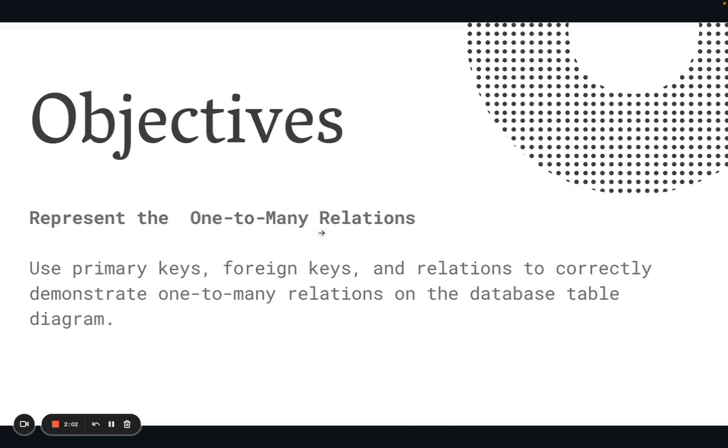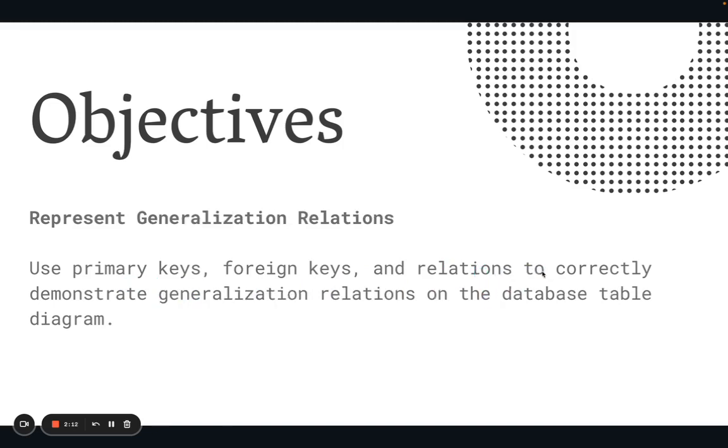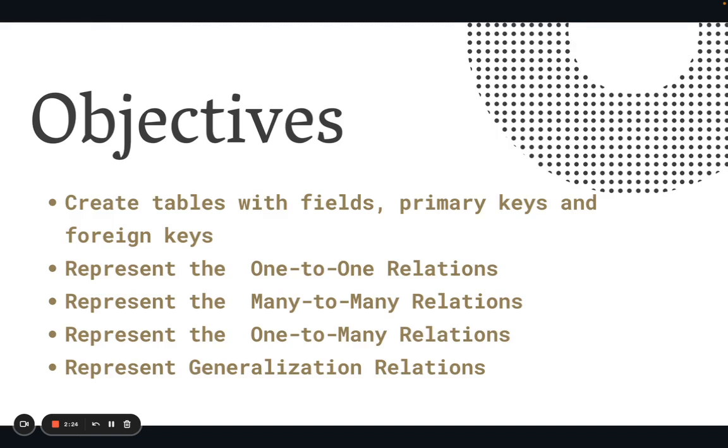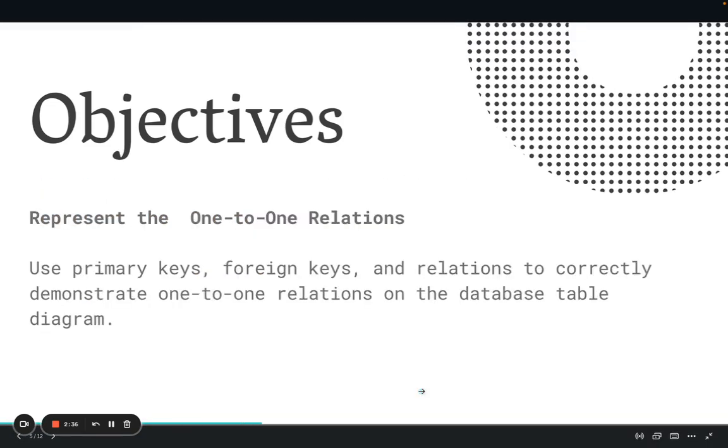So the next one would be one-to-many. So again, just using the primary keys and foreign keys and relationship lines to correctly demonstrate those relationships on our table. And then finally, generalization relationships. So these are inheritance. How do we represent inheritance relationships on a database table diagram? So it's these four relationships that we want to see when we finally submit our diagram. We want to see one-to-one, many-to-many, one-to-many, and generalization. And we want to see how do we represent all four of these correctly in our database table diagram.